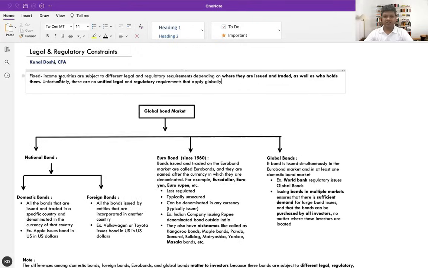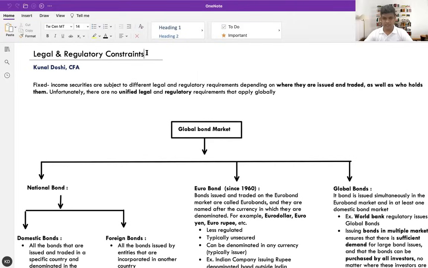Now comes a very interesting thing: the legal and the regulatory constraint. Every country has different laws and different regulations, right? For fixed income, it's a dilemma, because not all bonds are issued and invested in one particular country. There are various bonds which are issued in one country, invested by people from another country in multiple currencies, dual currency bonds and so on. So it's quite complicated to understand the regulatory part of the bond.